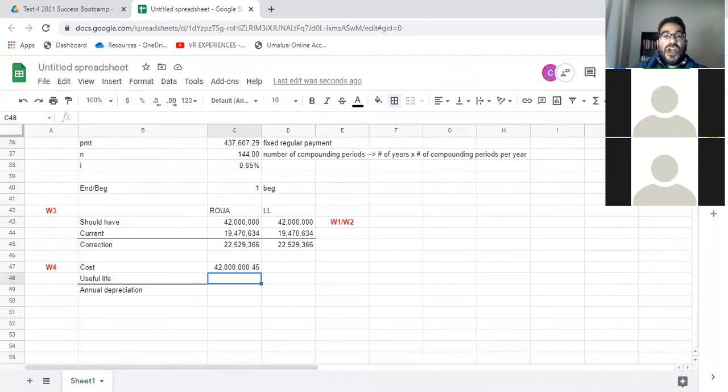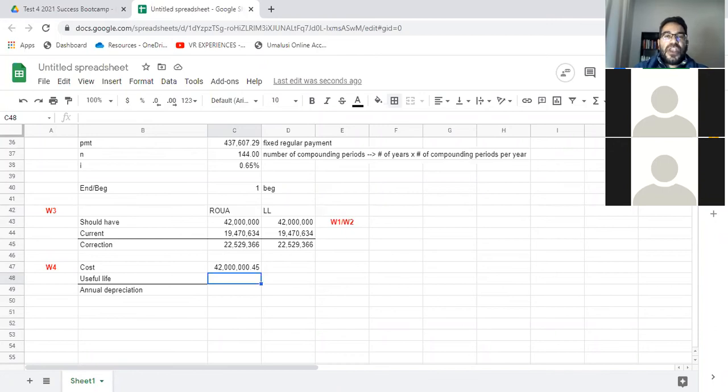If ownership of the asset is going to transfer to you, and or you're going to exercise a purchase option. So there's no purchase option, and they never said that ownership is going to transfer to us. So we can't use option one. But if it was option one, you will use the useful life of the asset. In this case, because we can't use option number one, we must use option number two.